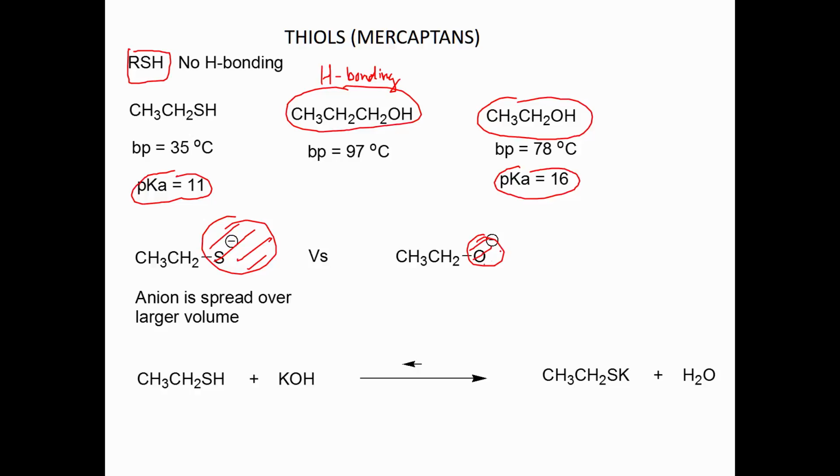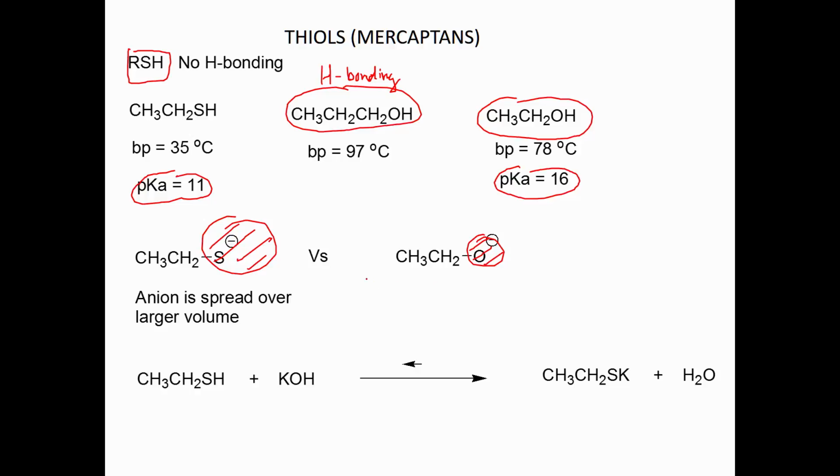Even though oxygen is more electronegative, the fact that sulfur is a much bigger atom and more polarizable means that the anion is delocalized over a much larger volume, and the anion from deprotonating the thiol is much more stable than the anion from deprotonating the alcohol. Okay, so that results in a much more acidic compound.